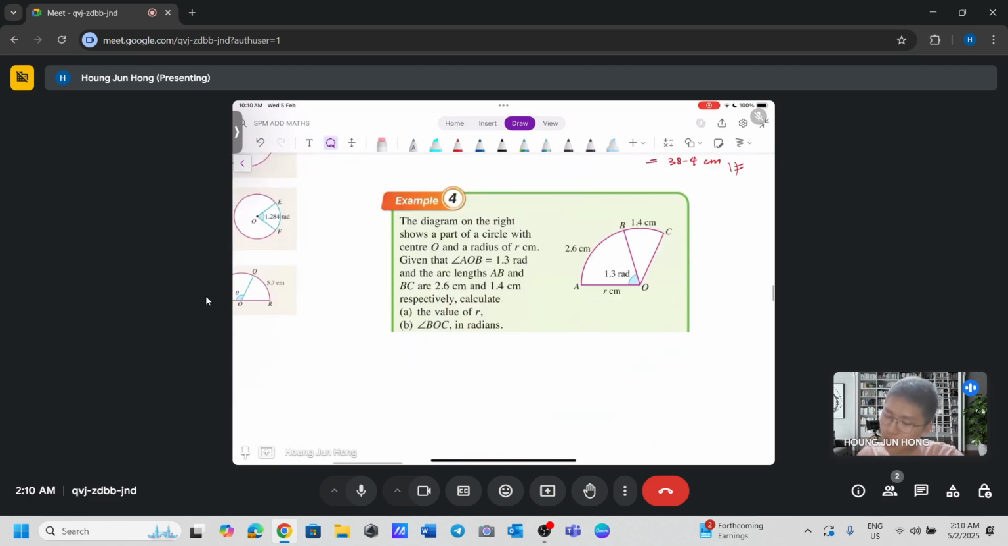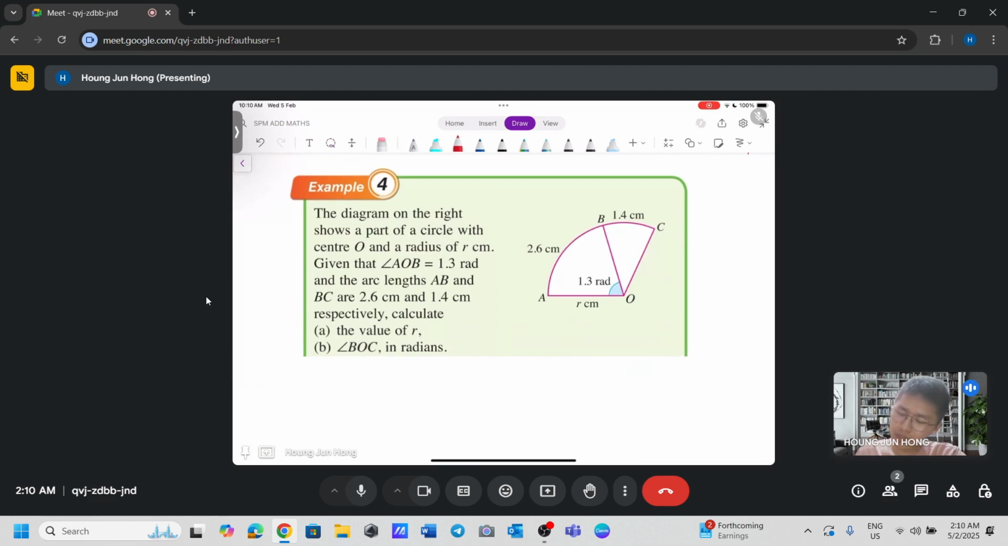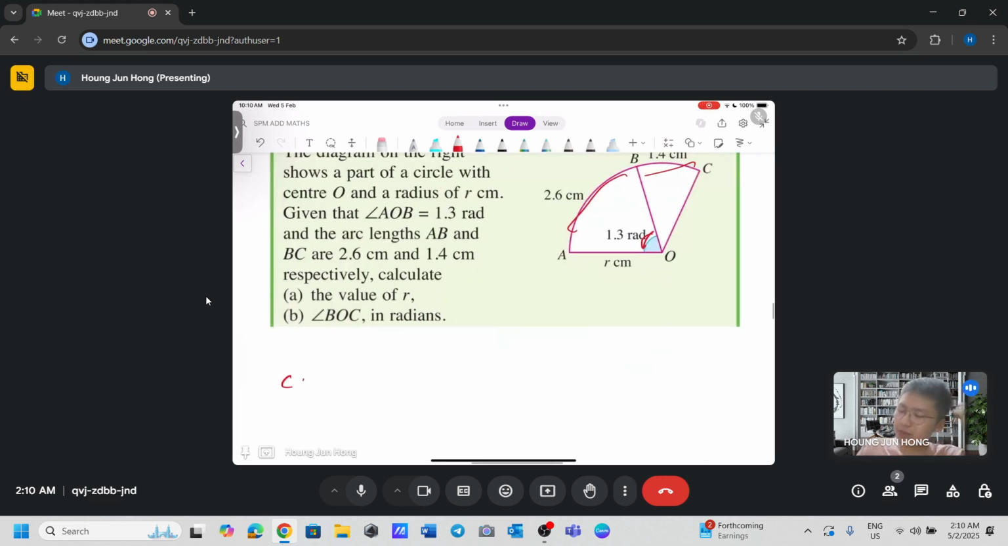Okay, so you have a radius, same radius for the whole circle, and then you have this radian. You don't know the other radian, but you know the two outlines of it. Very simple. Okay, let's just focus on AB first, because everything was given to you already.